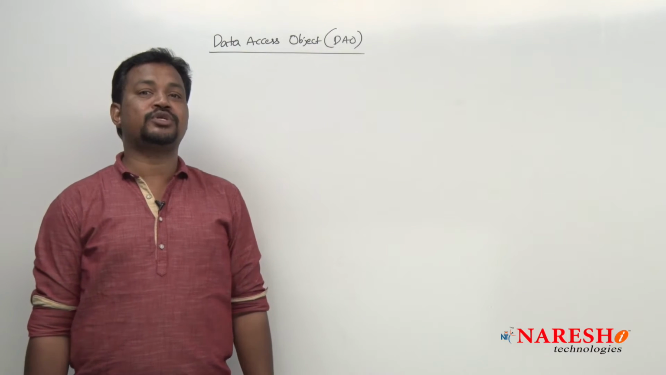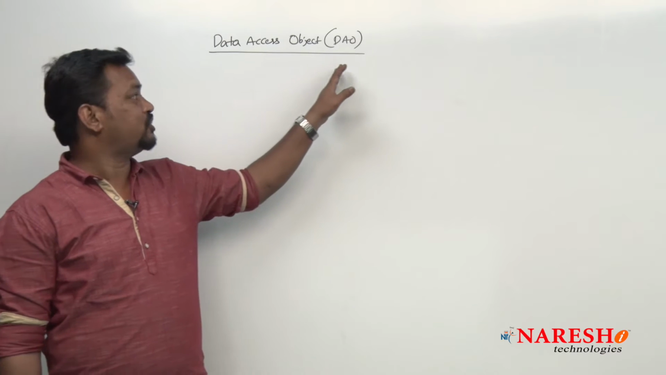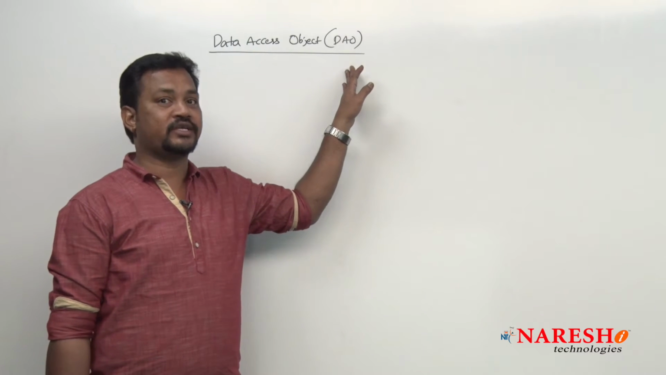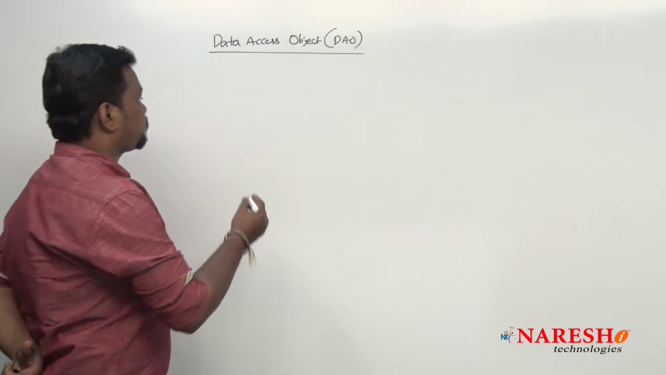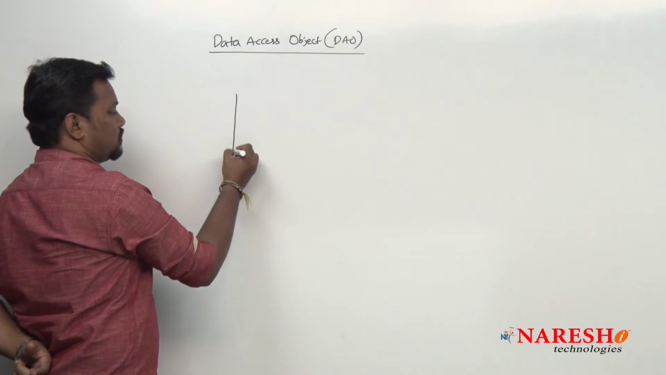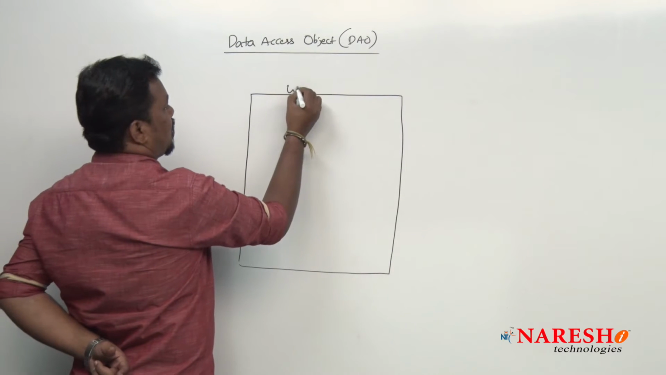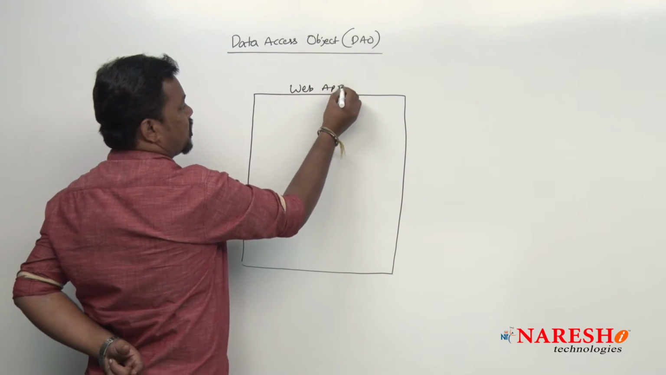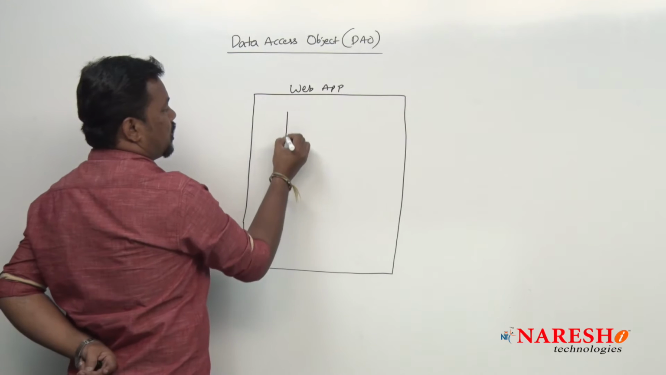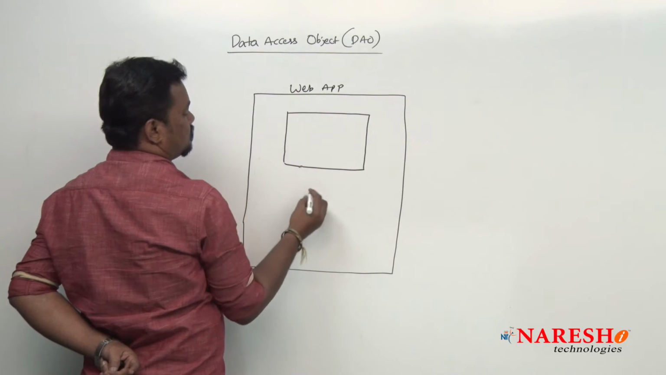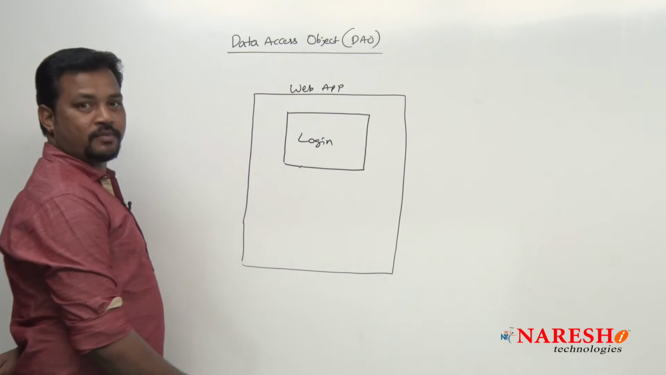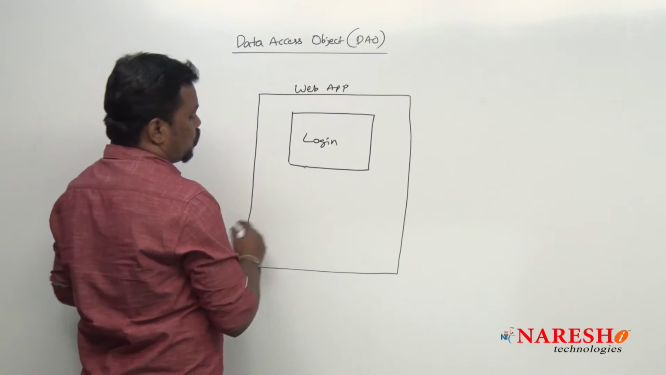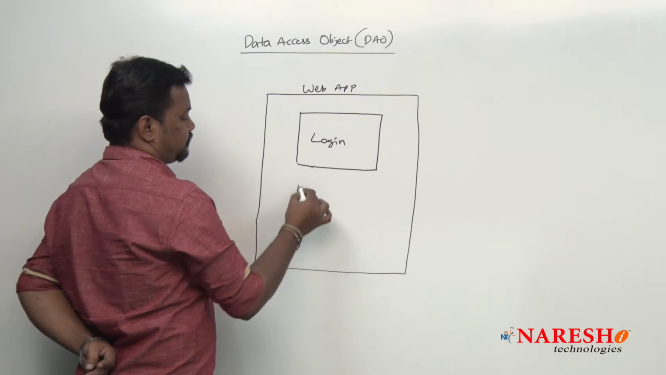So, I want to introduce the DAO, the Data Access Object layer. Suppose, as in the last class, I have taken one web application. Here I took one servlet program, login, and a second servlet program.